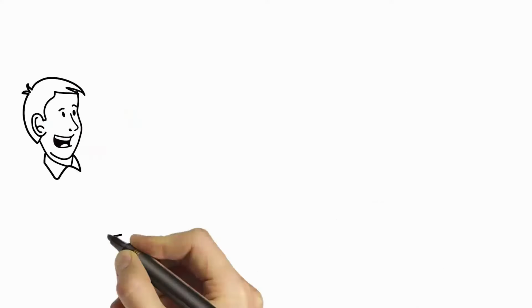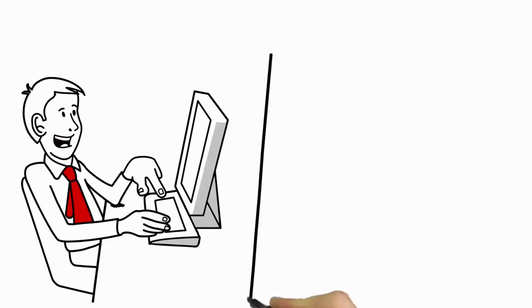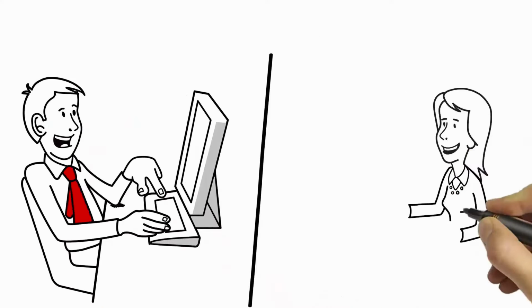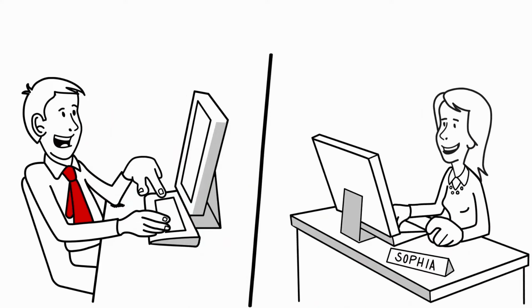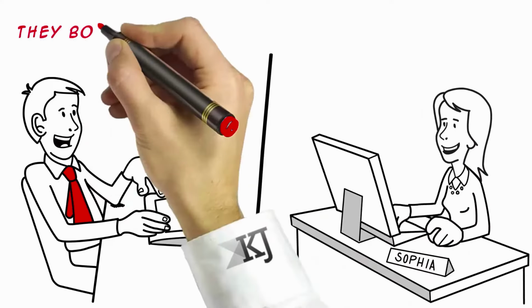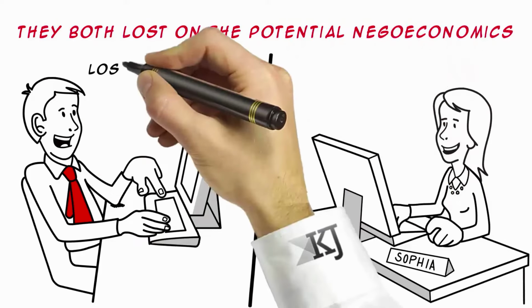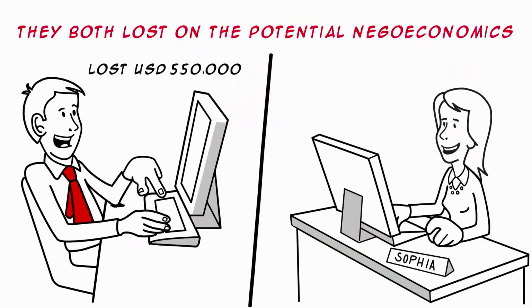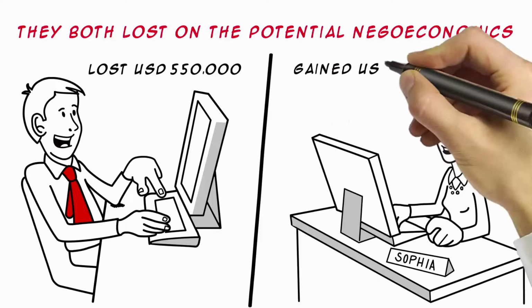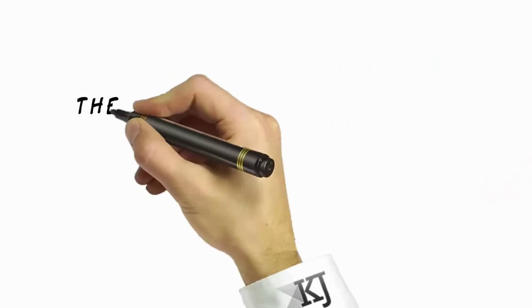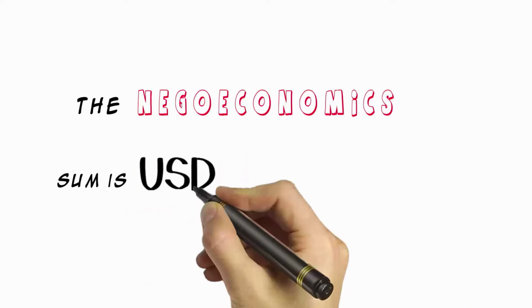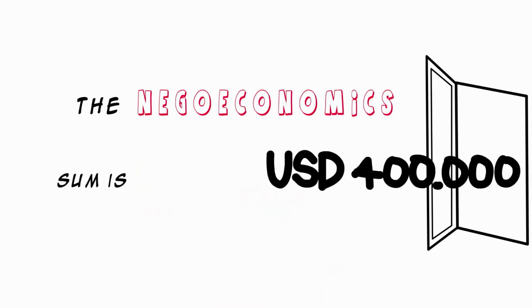Mark feels he got a bad deal on the terms of payment. Sophia feels she got a great deal. But in reality, none of them did well. They both lost on the potential NegoEconomics. Mark lost $550,000. Sophia gained $150,000. The NegoEconomic sum is $400,000 that just flew out of the window.